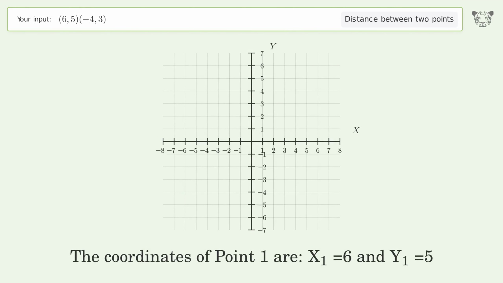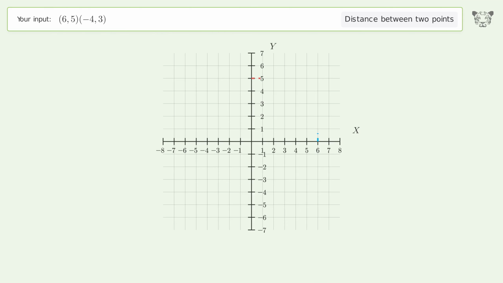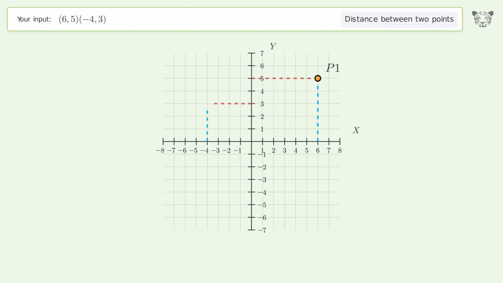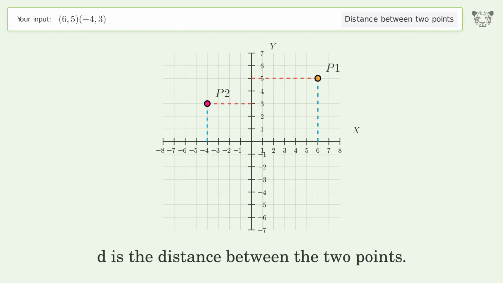The coordinates of point 1 are x1 equals 6 and y1 equals 5. The coordinates of point 2 are x2 equals -4 and y2 equals 3. D is the distance between the 2 points.